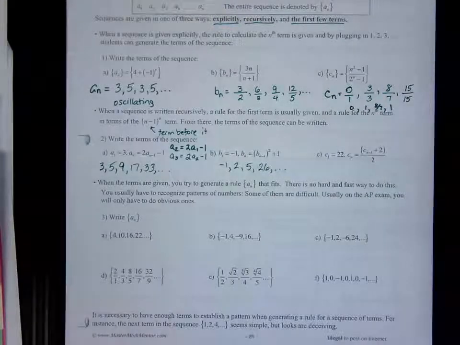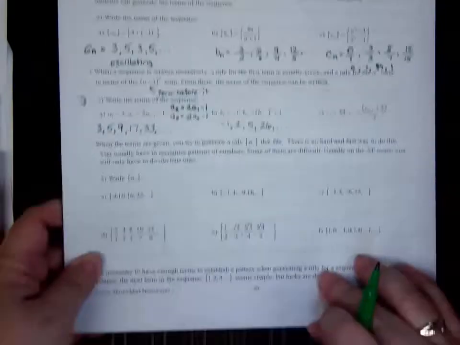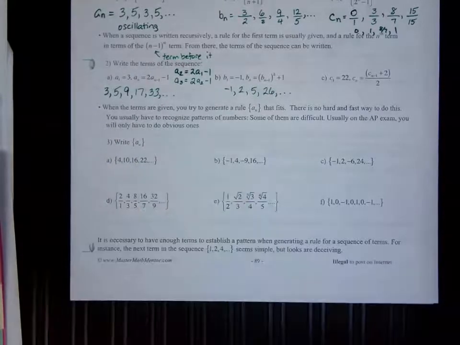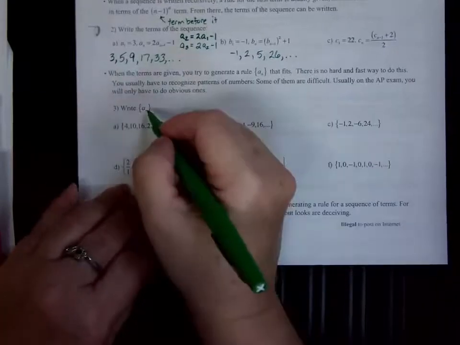Okay, we're not going to do C in the interest of time. We're going to jump down to the next part, because it's the most challenging. When the terms are given, when they write it out for you, and you have to come up with the rule, it's a little bit harder, okay? Because there is no hard and fast way to do it for everything. You usually have to recognize patterns of numbers. Some of them are difficult, but usually on the AP exam, you will only have to do obvious ones. They're not going to give you some real obscure pattern, like 0, 1, 8, 7, 1. That's just too weird.